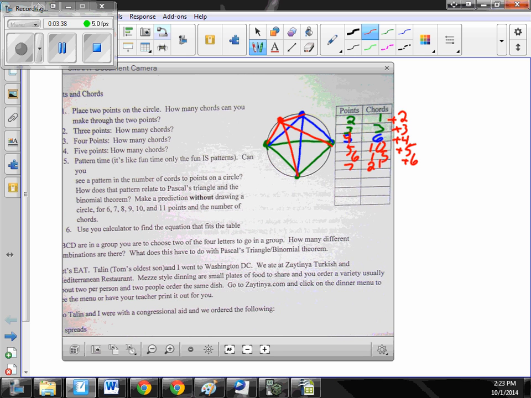So, how does the pattern relate to Pascal's triangle and the binomial theorem? Do you see these numbers in the Pascal's triangle? Where are they? So these numbers are along, wait. This row. What's that?